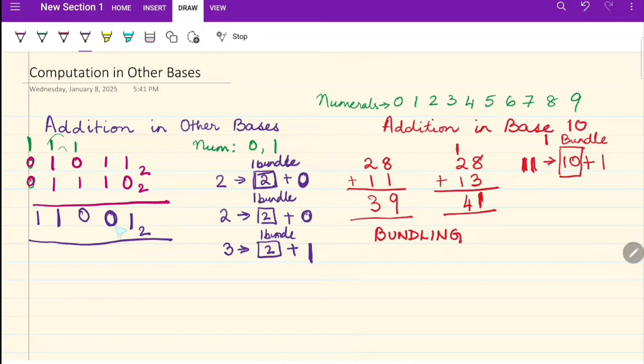So that is the process of adding base 2 using the bundling technique. And this is the only technique to follow, really. All right. So I'm going to work on a couple more examples of addition in different bases to give you some more exposure to the process. All right.